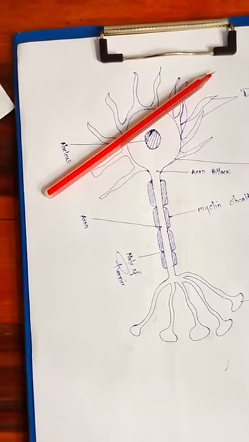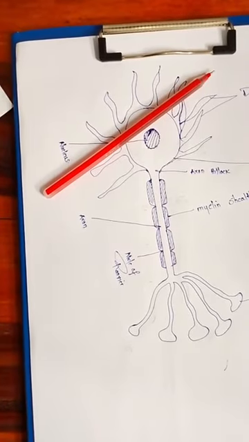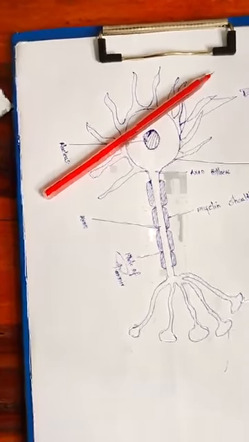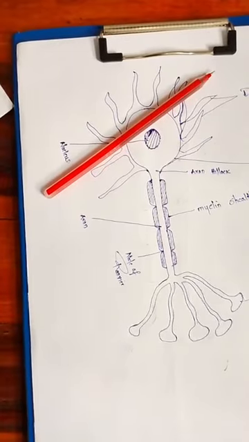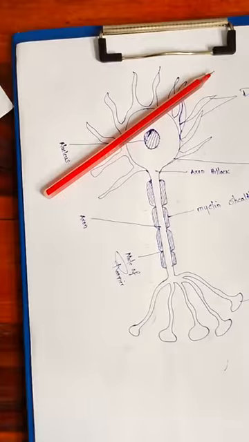So today we are going to look at the physiology of the nervous system. What I want you to understand here is that the physiology of the nervous system is going to give us an insight of how the body works.